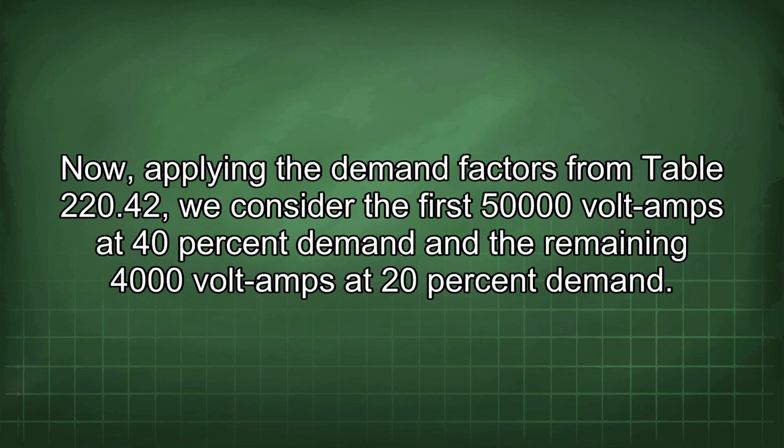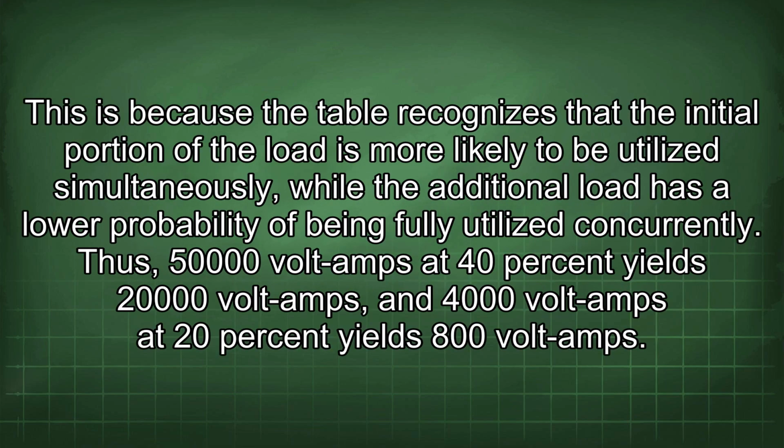Now, applying the demand factors from Table 220.42, we consider the first 50,000 volt amps at 40% demand and the remaining 4,000 volt amps at 20% demand. This is because the table recognizes that the initial portion of the load is more likely to be utilized simultaneously, while the additional load has a lower probability of being fully utilized concurrently.